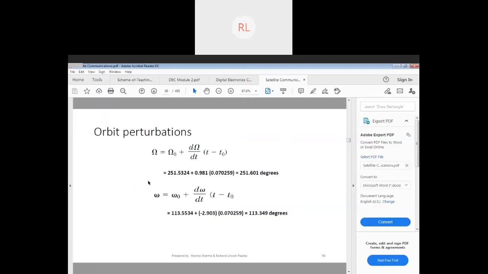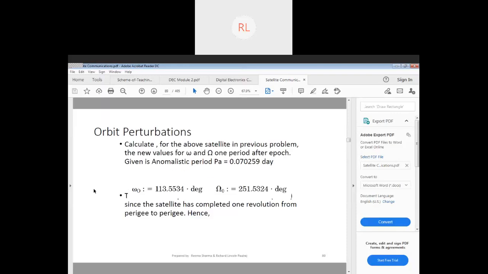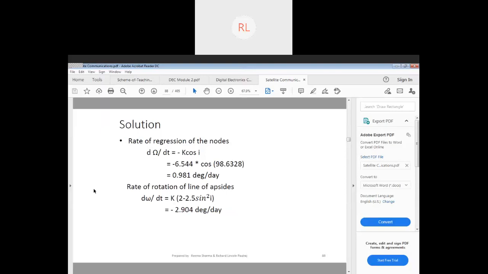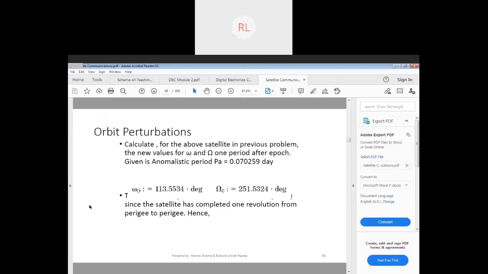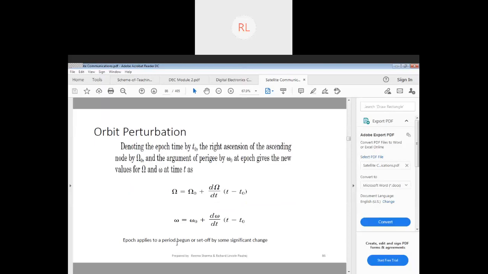So the problem here is the continuation, wherein the values of omega naught are given. Since the satellite has completed one revolution from perigee to perigee, now what is a perigee? It is the closest point, isn't it? And the apogee is the most distant point. So we have this formula, and we will simply substitute these values. 251.5 will be taken plus d omega by dt, taken from the previous problem, which is about 0.98, and t minus t naught, which is also taken.